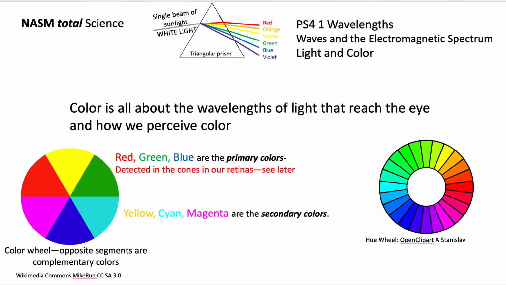We're going to investigate light and colour and talk about some of the wavelengths of light that reach the eye and how we perceive the colour. The 6-portion disc on the left shows the primary colours: red, green and blue, and in between each of those, yellow, cyan and magenta, the secondary colours.